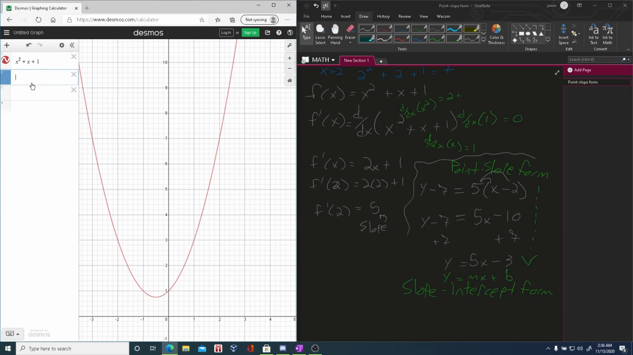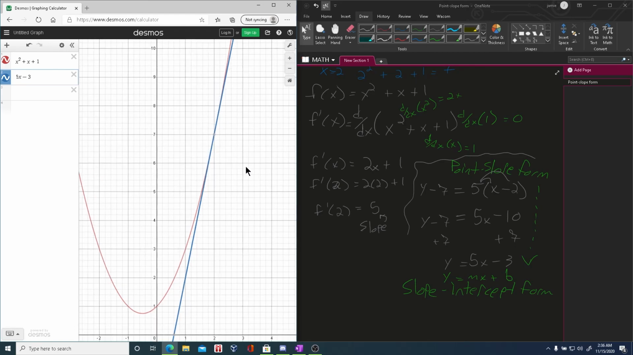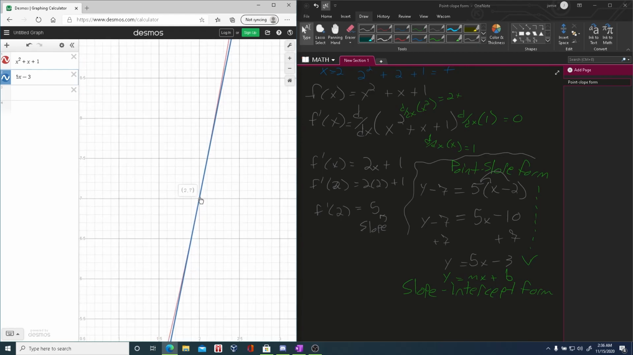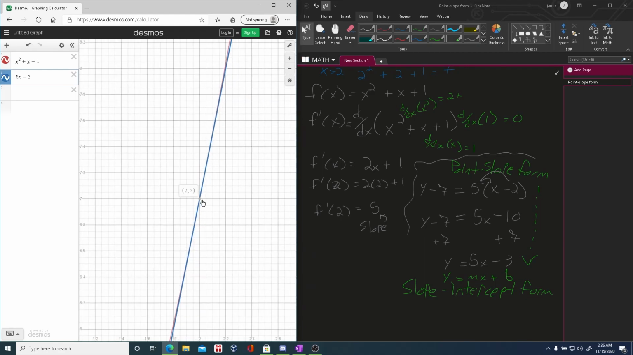And we can just type that in, 5x minus 3, into Desmos right under our original function. Remember, you don't have to type the equals, it'll just lay it out for you. And you can see right here that they touch at 2, 7, and that's the only place they touch. So remember, tangent lines only touch the original function at one given point. And for this tangent line, it only touches it at 2, 7.